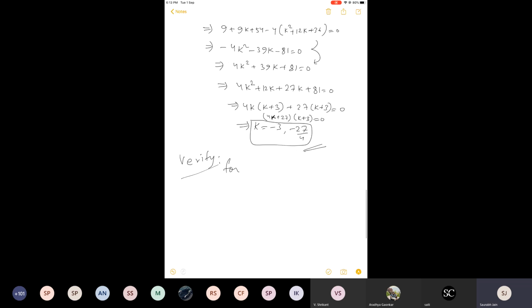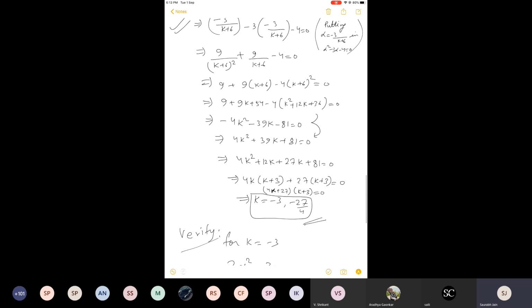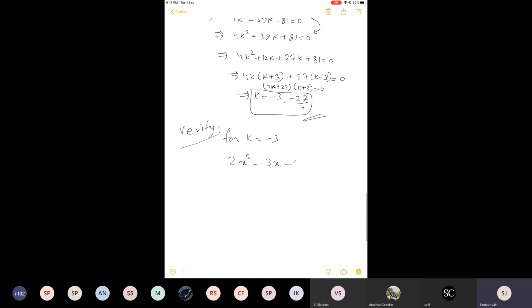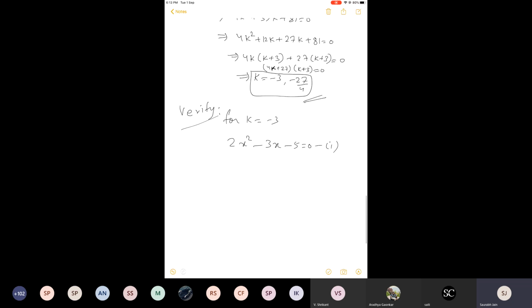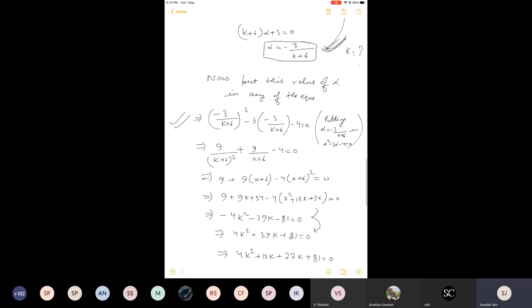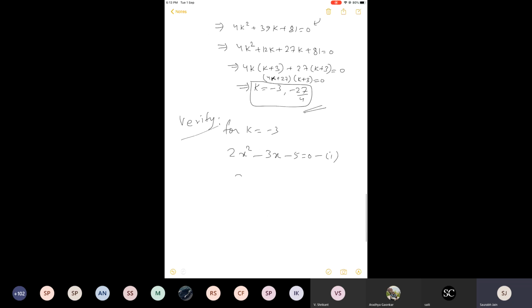So for k equals minus 3, one equation will be 2x square minus 3x, k minus 3, okay, minus 5 is equal to 0. This will be your first equation. And the second one is x square minus 3x minus 4. This is your second equation.